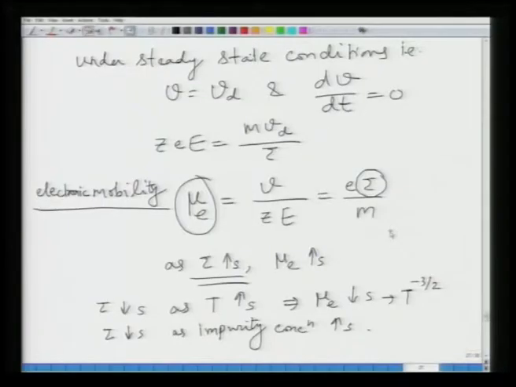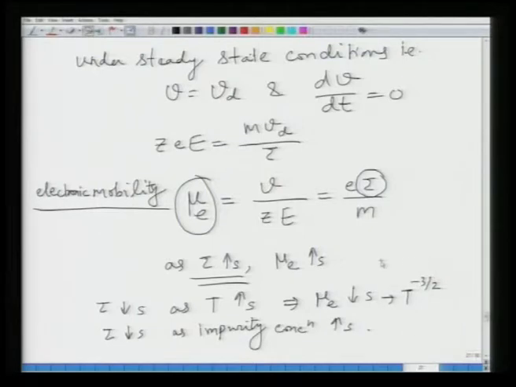As you can see now, whatever factors increase tau also result in an increase in mobility. Typically tau decreases as temperature increases, because electron-phonon scattering increases. Atoms vibrate more and more as you increase the temperature, and as a result electrons scatter more. This relationship goes as T to the power minus 3 by 2, and tau also decreases as the impurity concentration increases.